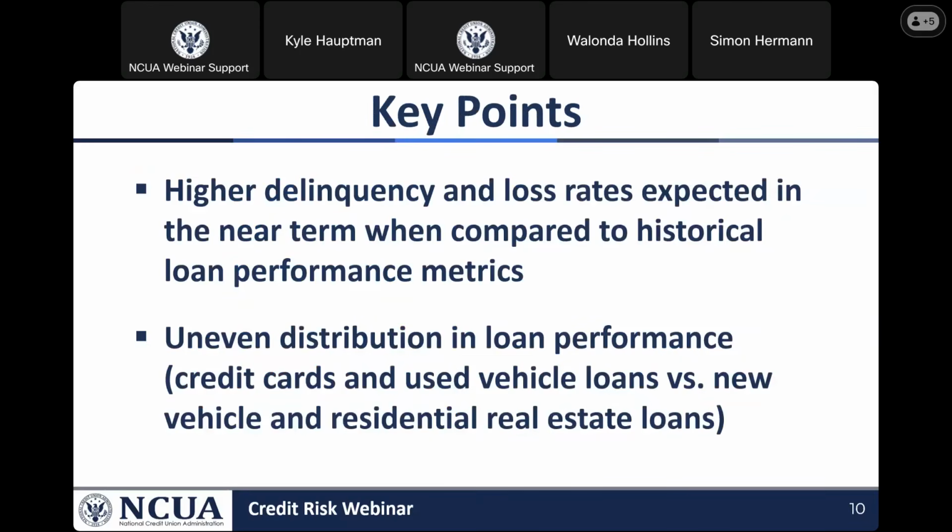The key takeaways here are that we are not simply seeing a reversion to the mean for loan performance. Loan performance metrics generally indicate higher credit risks than we have seen within the last 10 to 12 years. However, that risk is not evenly distributed across all loan types, with some portfolios experiencing more deterioration than others, such as credit card portfolios and used auto loans. With that, I will turn it over to Senior Credit Specialist Ed Bell to start us off on credit risk management best practices and common examination issues.